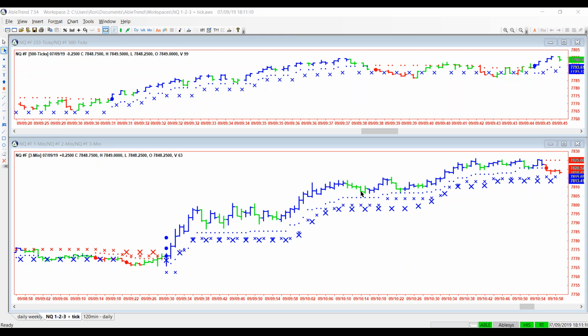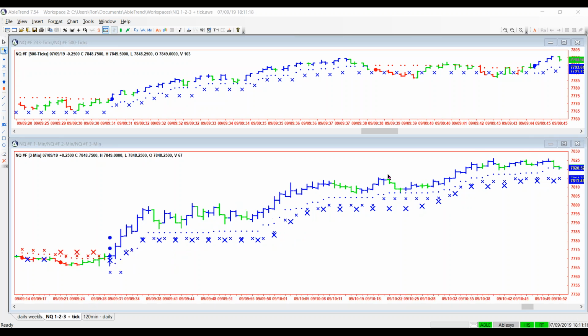Beautiful trade, about 25 points, 22 points. Beautiful. Now I say, when do I get back in? Sweet spot. Sweet spot is a pullback back down to the blue dots, just like here. The bar goes from green back to blue again. However, the 233/500 tick chart must agree.